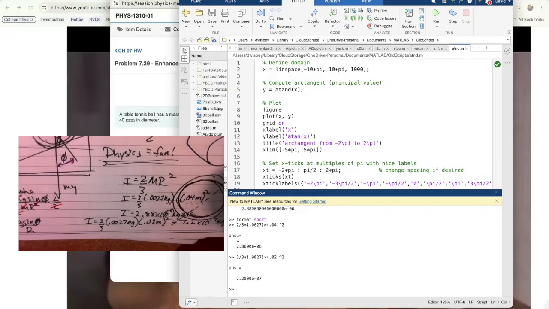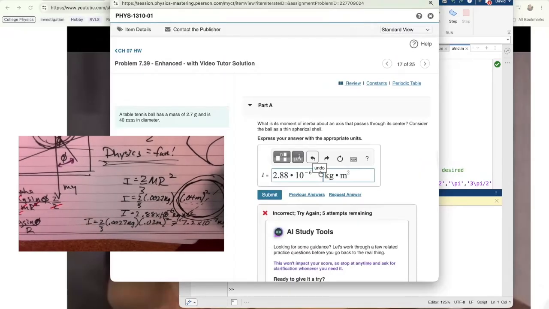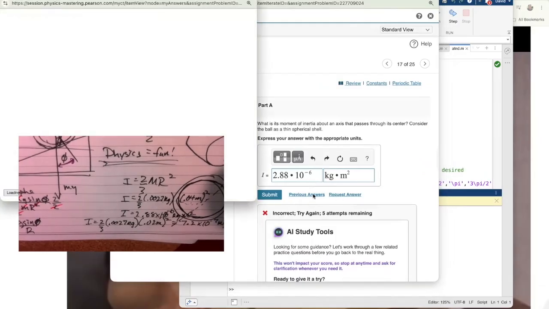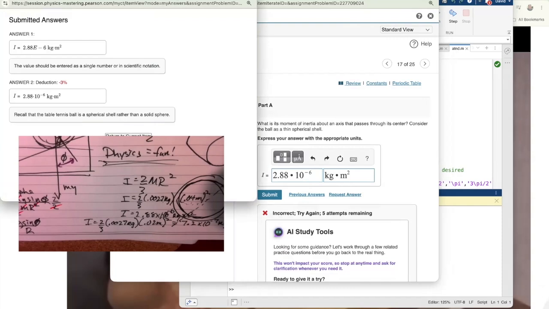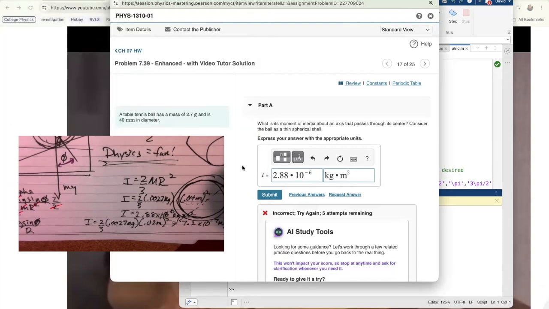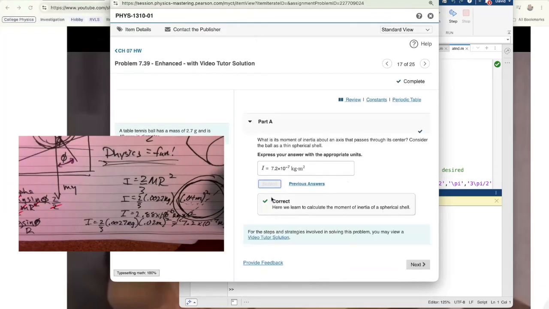All right, let's try it again. I do not want the previous answer. I want to put in a new answer. 7.2 times 10 to the minus 7. Yes! We've done it. Success! We did the moment of inertia and we got it.